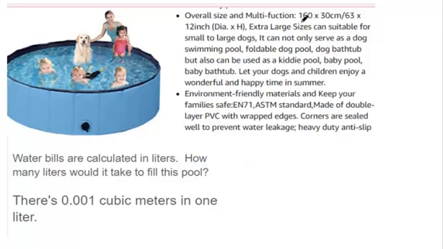pool? And the dimensions of this pool say it's 160 by 30 centimeters. And then the slash is their way of saying the other way of saying that is 63 inches by 12 inches. So these are approximately equivalent to each other, but they're not exactly equivalent. So they give us two different units. They give us centimeters and they give us inches.